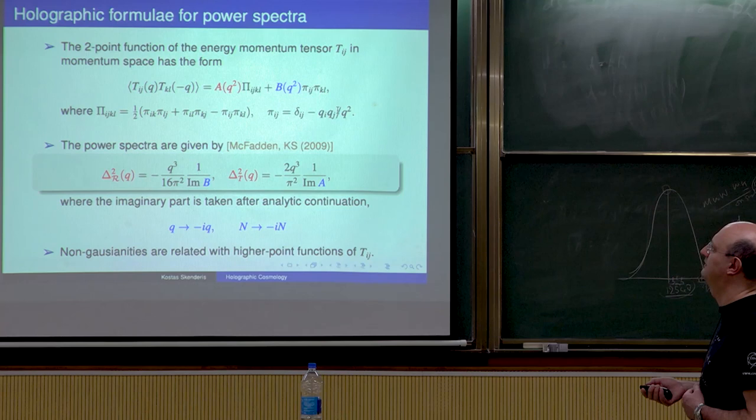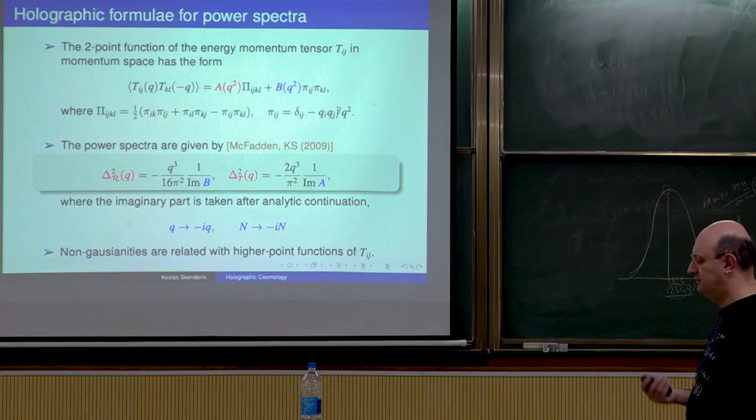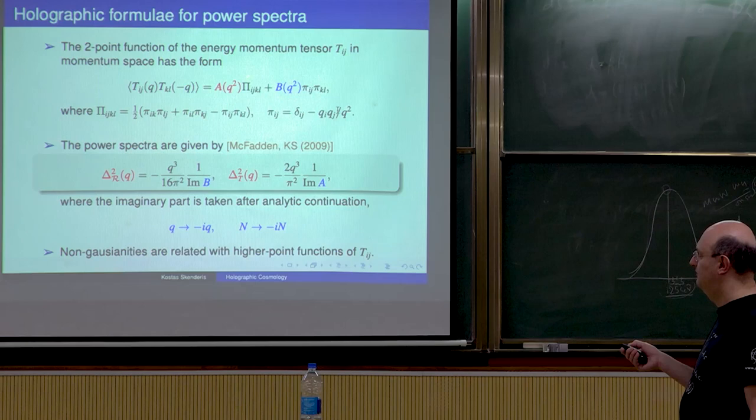So if you have a two-point function of the energy momentum tensor in momentum space, then just on symmetry grounds, this has the form indicated over here. So there is a piece, which is the transverse traceless part of the correlator.